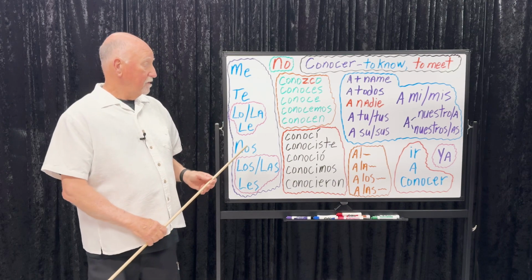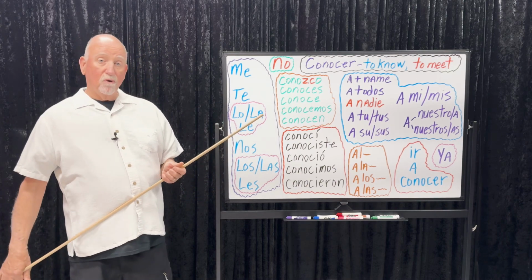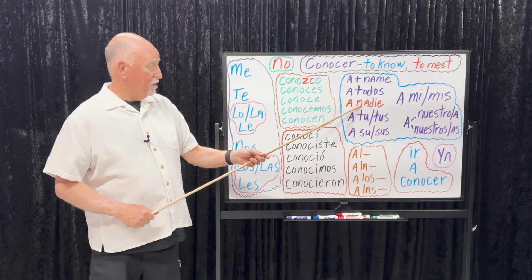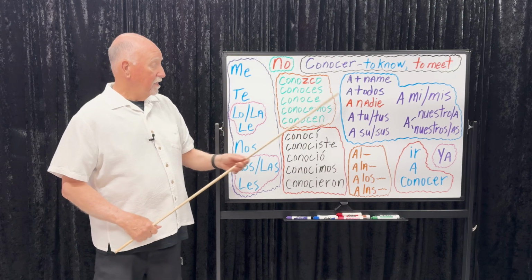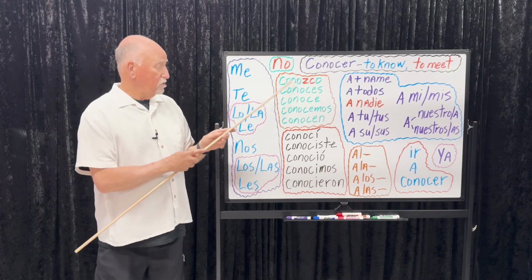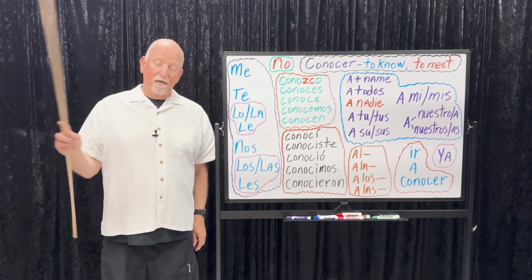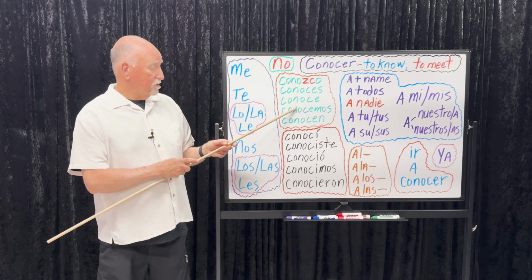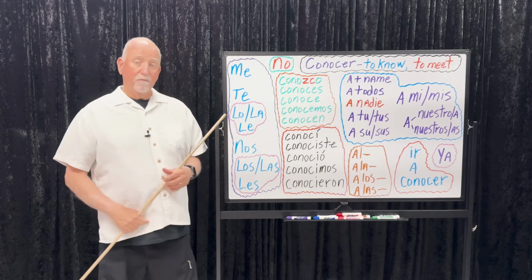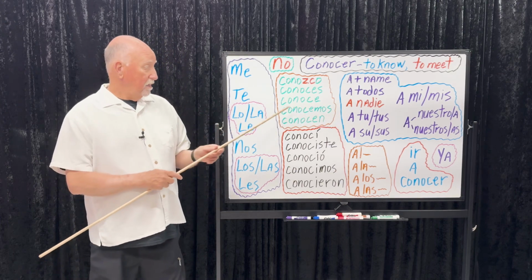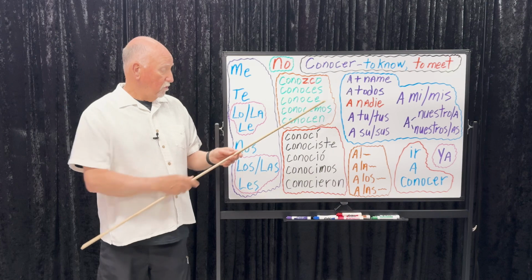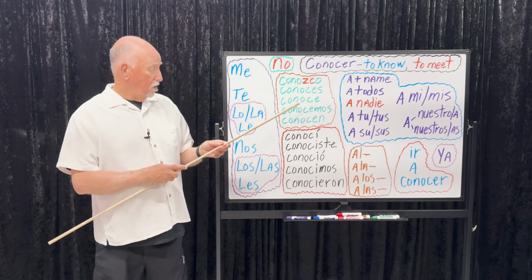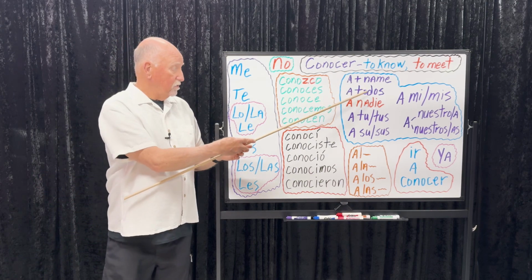at the beginning. So, if you want to say, I don't know anyone, I put this in red to show that it goes with negative. I don't know anybody. No conozco a nadie. We don't know anyone. No conocemos a nadie. We know everybody. Conocemos a todos or los conocemos a todos.